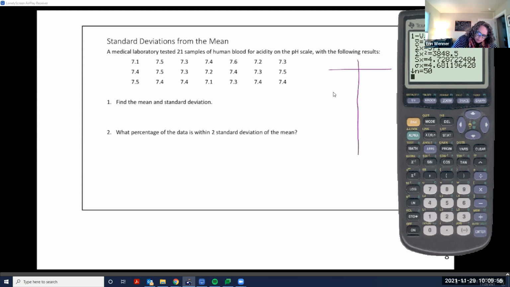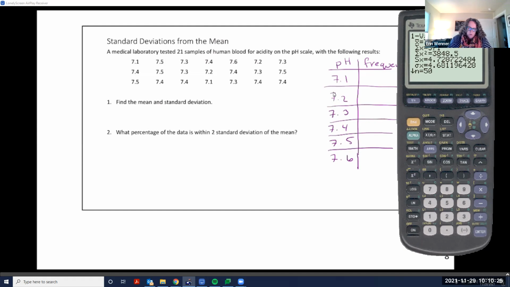data. What that means is we're going to do pH in the first column and frequency in the second column. If we look through here, our lowest pH is 7.1, and then it goes to 7.2, 7.3, 7.4, 7.5, and 7.6. I want you to go ahead and fill in the frequency that you find for each of these amounts. Don't worry about sending me a direct message or anything. I just want to let you have a chance to count this up. So go ahead and fill in the frequency based upon this set of data.